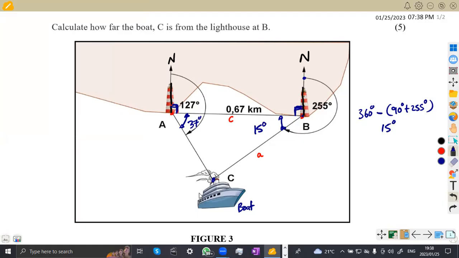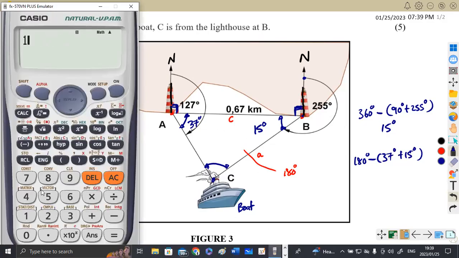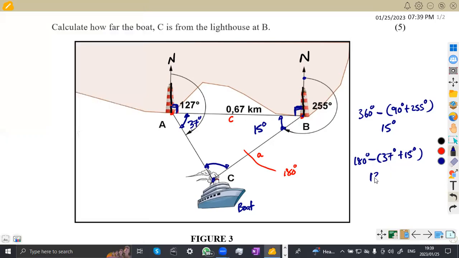Okay, after that, we can calculate the angle at C. Why is it possible now? We know that angles in a triangle add up to 180 degrees. So if we add everything and subtract from 180 degrees, we can find the remaining angle. So what are we adding? The angle that is inside the triangle of 37 degrees, and also the angle of 15 degrees inside the triangle, not the ones outside. You add the ones that are inside the triangle. So that's 180 minus the sum of the two, which is 37 plus 15. So this is going to give us 128 degrees.